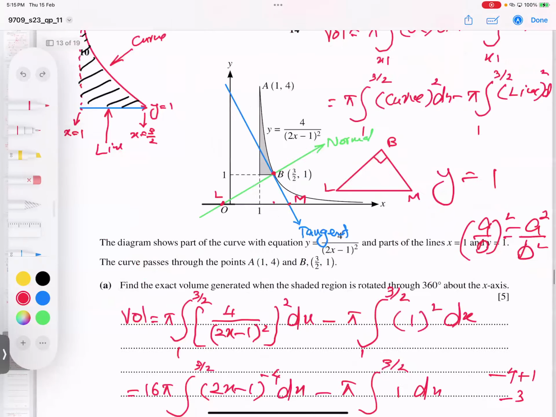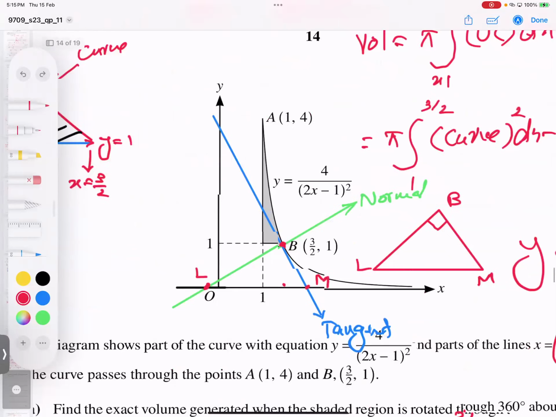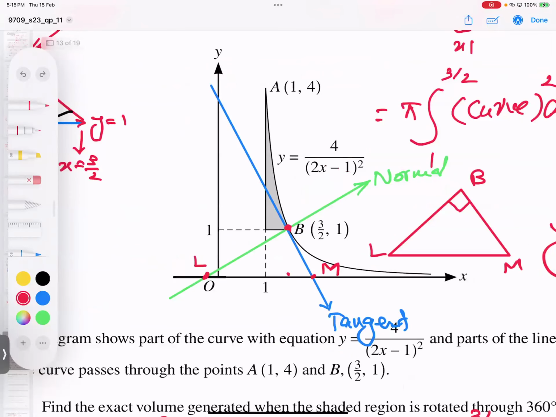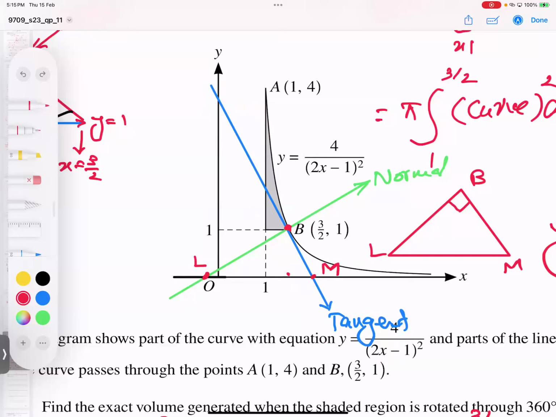Let me read the question again. He said a triangle is formed from the tangent to the curve at B and the normal at B and the x-axis, and find the area of the triangle. It is a 6-mark question. So I elaborate once again. Job number one, you find the blue line, that is called the equation of tangent, and then you plug in the M coordinate, plug in y equals 0. So let's start first of all.